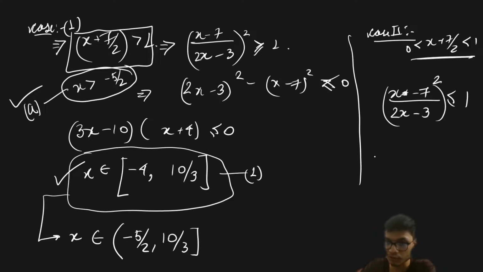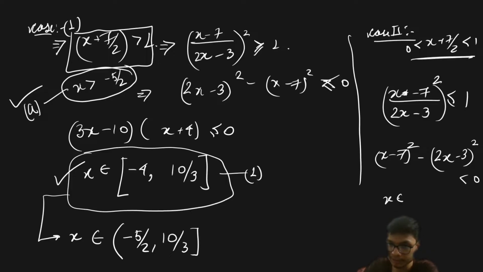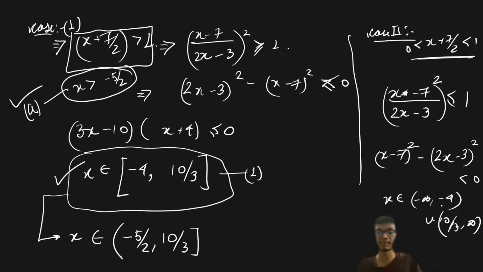Now if I try to simplify this expression, that is (x minus 7) whole square minus (2x minus 3) whole square is less than 0. So from this part I will have the solution of x lying between minus infinity to minus 4, union 10 by 3 to infinity. I hope this part is clear, right?